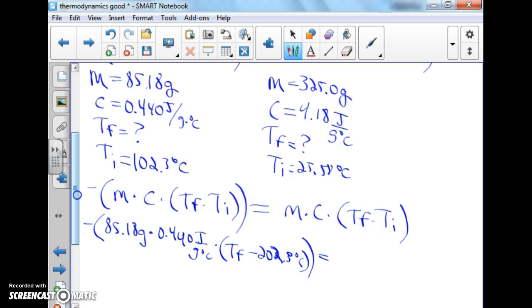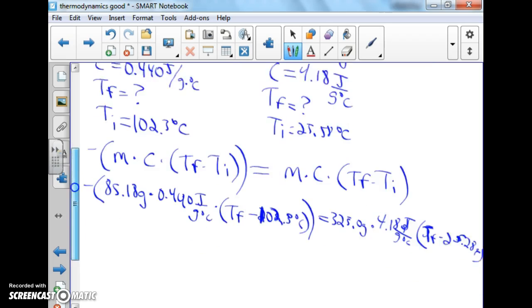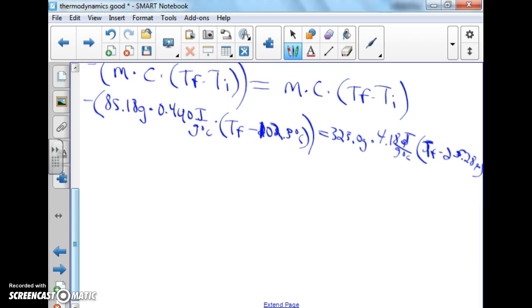We know the mass of water, and I'll move out of the way so you guys can see this in a minute. What did you say? It's 102. 102. I knew that didn't feel right. Thank you. Yeah, 102.3. And then 4.18 joules over grams degrees Celsius. And then TF minus 25.28 degrees C. Let me raise that so you can see that. This should have been 102.3.